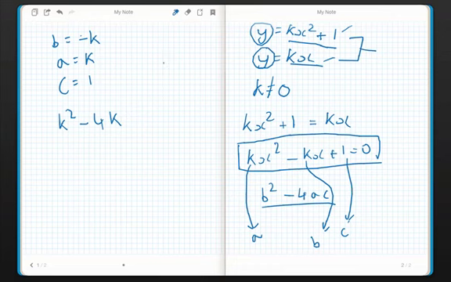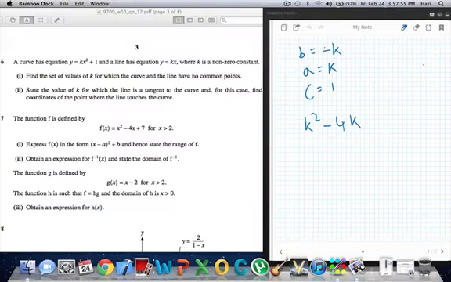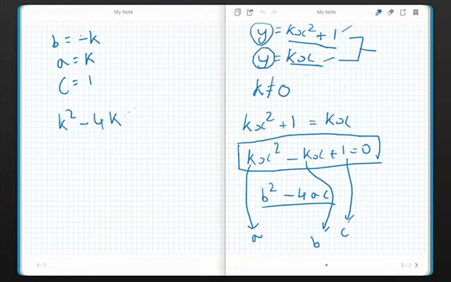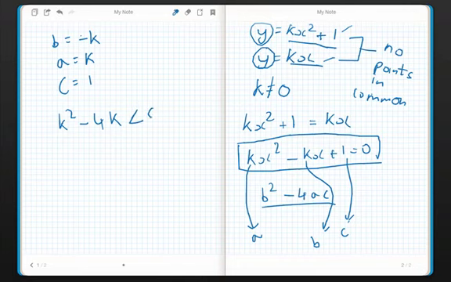And let's see the problem now. It should have no common points. That means the 2 should not intercept at all. If there's no intersection, that means no point in common between these 2 equations. Then we need to make this formula, k squared minus 4k, less than 0. It needs to be a negative value. So, what are the values of k for which this is less than 0? Let's take k as a common factor here. We get k times k minus 4 less than 0.